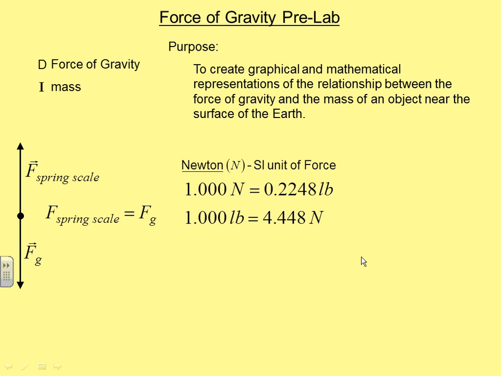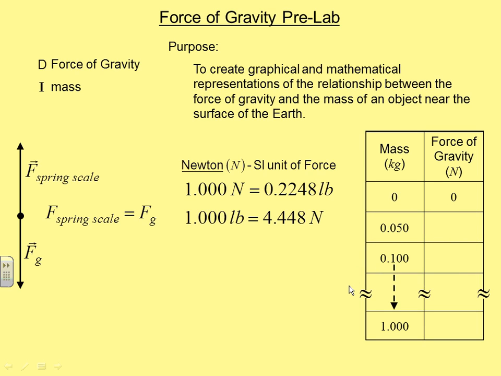Now, of course, we're going to have to keep a nice data table here. And so we have mass in kilograms. And you can read the masses right off of the masses themselves. And then the force of gravity in newtons, which you can read off of the spring scale. I would like you to do 50-gram increments, all the way from 50 all the way up to 1 kilogram. That might seem like a lot of forces, but it doesn't really take that long to measure all of them.